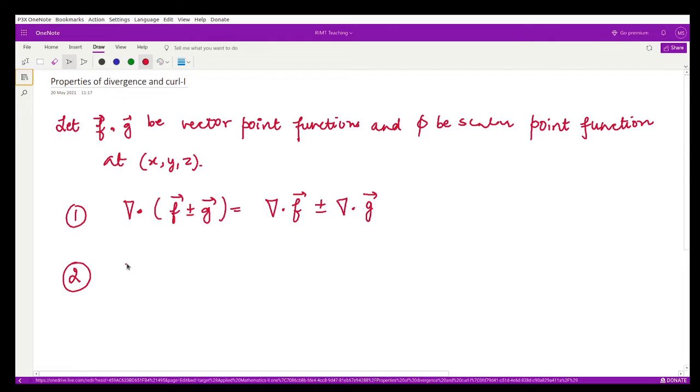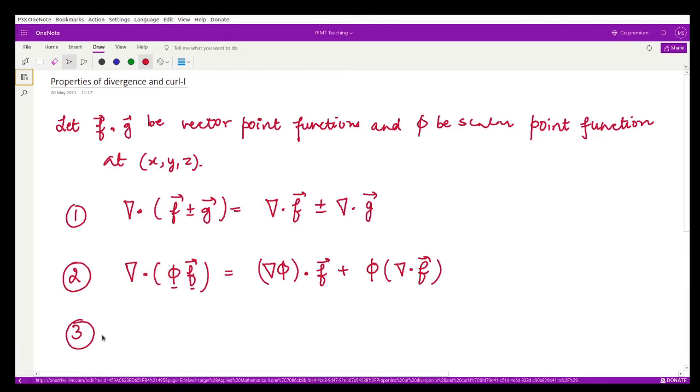The second property is the divergence of phi times vector f. Whenever you take the divergence of two quantities, one a vector and one a scalar, phi is a scalar quantity, so you cannot perform the dot product with it; you have to take the gradient only. So this is the gradient of phi dot vector f, plus phi times the divergence of vector f.